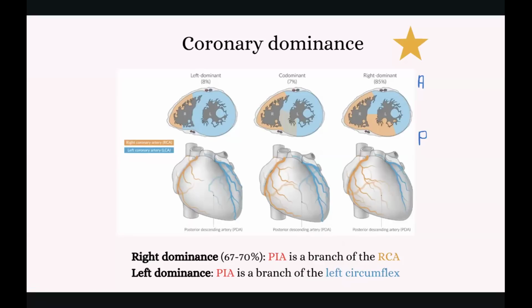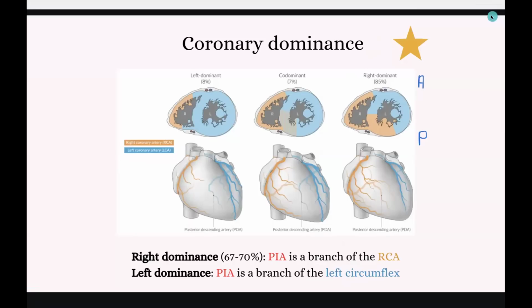Can anyone tell me why you may think so? Why it might not be good to have the interventricular septum supplied by one artery only?